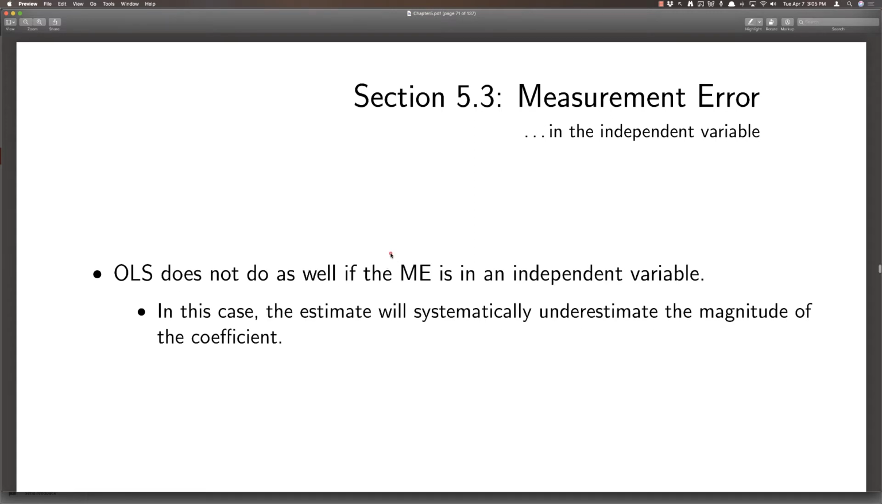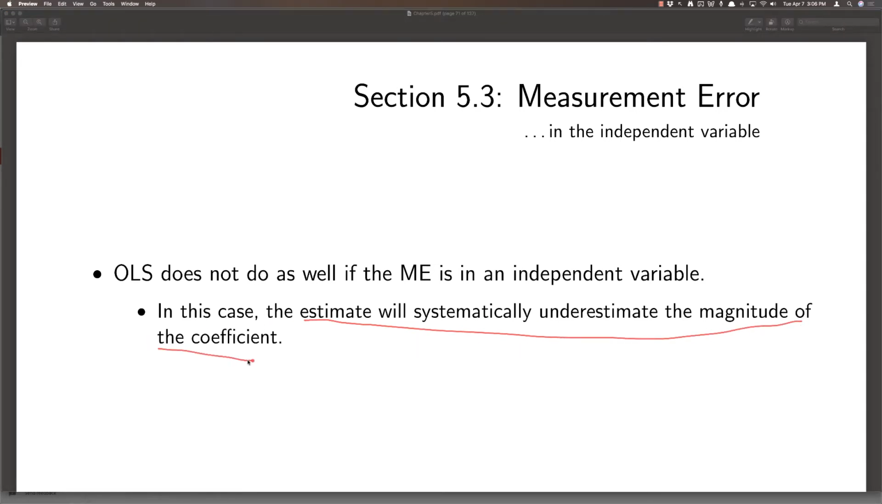But if your measurement error is on your independent variable, especially your independent variable of interest, then you can have a problem. And the bottom line on this, and I'm going to walk you through why this happens, is that measurement error on the independent variable of interest causes the estimate to systematically be too small. It causes it to be attenuated. In other words, it pushes it towards zero.